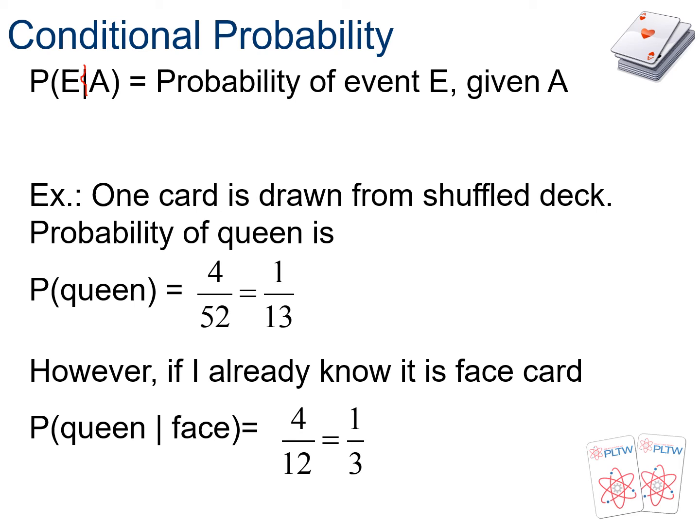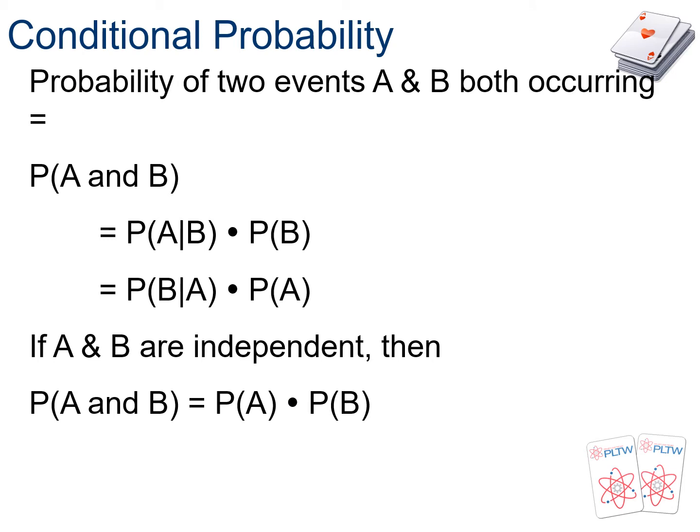But if I know it already is a face card, so if I draw it first and it is a face card, what's the probability that it's a queen? Well, there's 4 queens and there's 12 face cards. The probability of being a queen is 1/3 if we know that it was a face card already. Okay, so that's what conditional probability is.